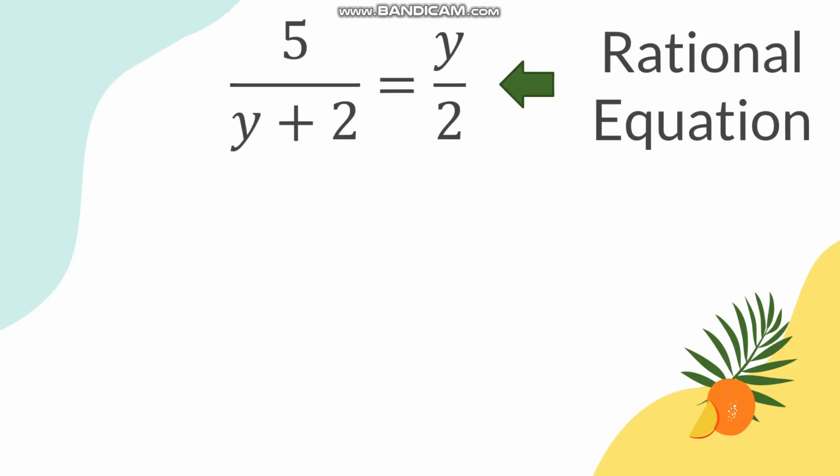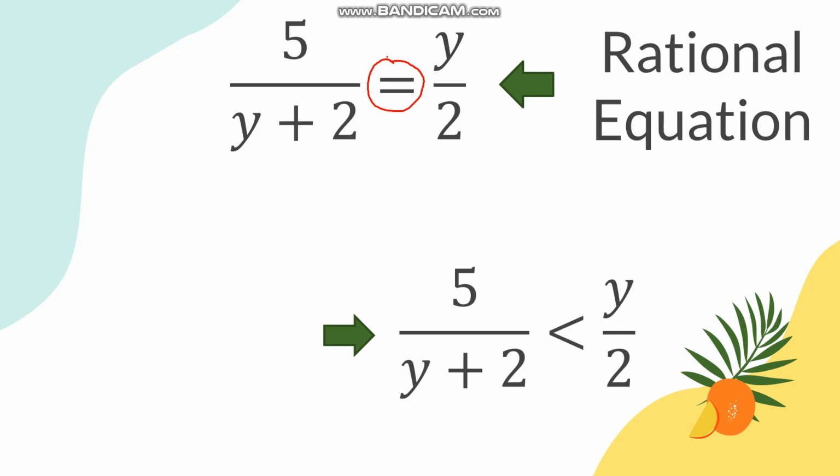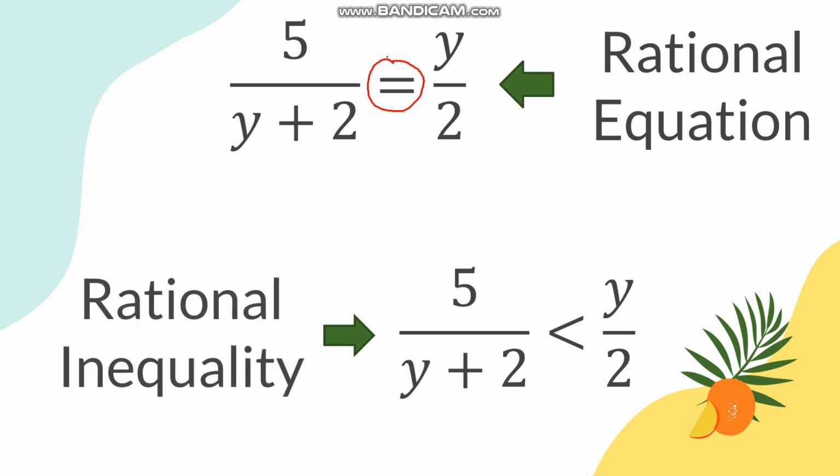So this is an example of a rational equation. It still involves rational expressions because we have here 5 over y plus 2, and then we have y over 2. But we call it a rational equation since we're using the equal symbol here. Now this is an example of a rational inequality. This now becomes a rational inequality since we use one of the symbols for inequality, which is less than. So again, that's the difference between a rational equation and a rational inequality. It depends on what symbol we are going to use.